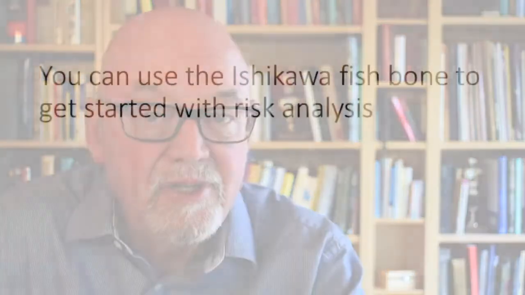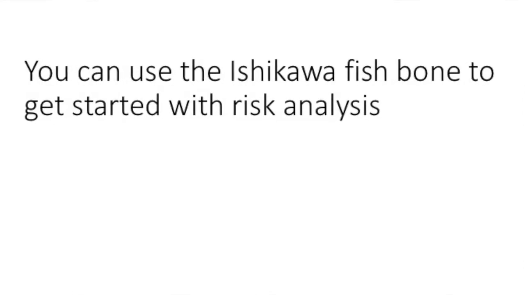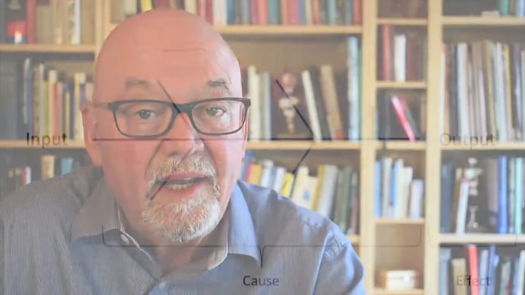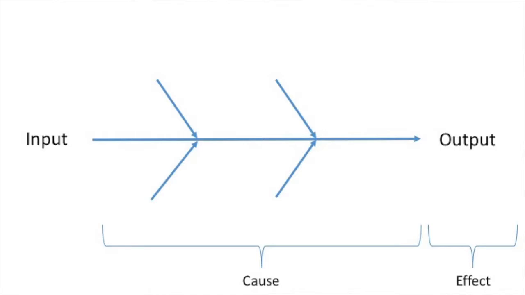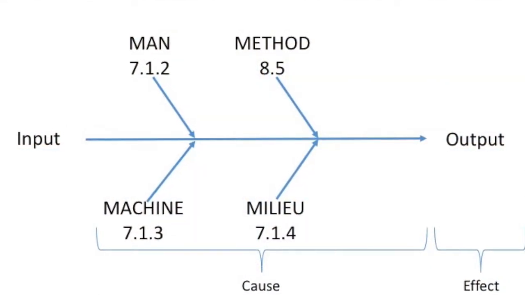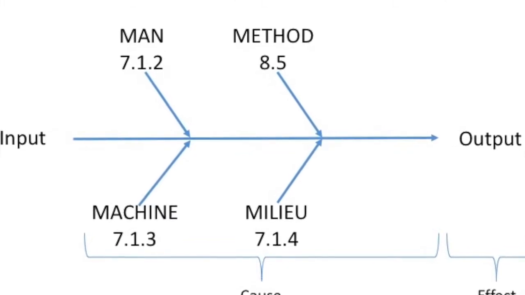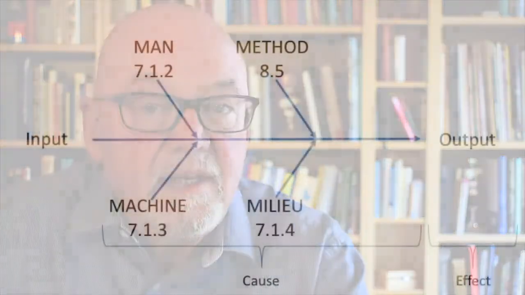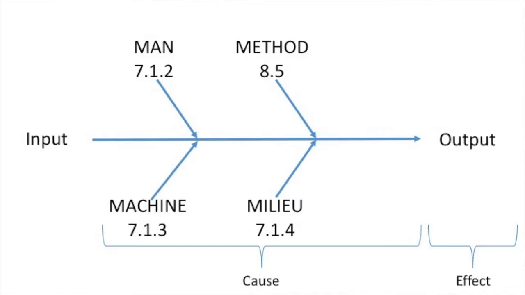One way to decide on the risks is to reverse engineer the Ishikawa fishbone diagram. In 1964, when Ishikawa presented the Ishikawa fishbone to the world, he explained that most nonconformances came from 4 major areas. And he identified these 4 areas as man, method, machine, and milieu. So looking at his 4 areas, we can see that in the new standard, man appears in clause 7.1.2, people.